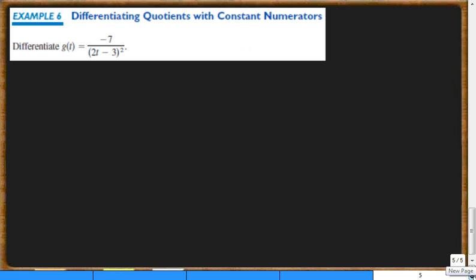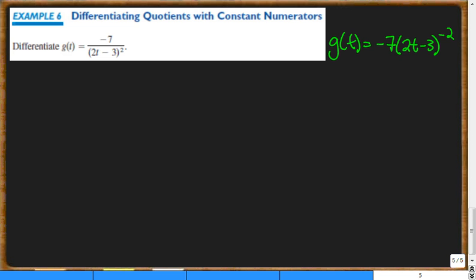Lastly, we're going to differentiate something with the quotients. So it's all about how we have to write this. So g of t is going to be negative 7 over (2t minus 3) squared. Well, I'm going to rewrite this as negative 7 times (2t minus 3) to the negative 2.